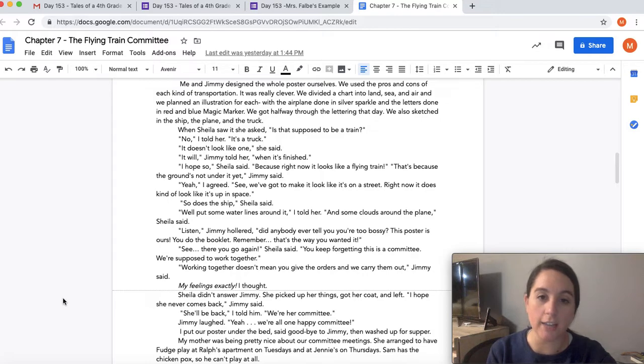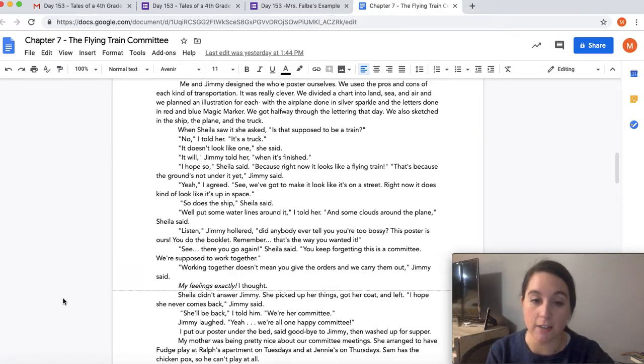When Sheila saw it, she asked us, Is that supposed to be a train? No, I told her, it's a truck. It doesn't look like one, she said. It will, Jimmy told her, when it's finished. I hope so, Sheila said, because right now it looks like a flying train. That's because the ground's not under it yet, Jimmy said. Yeah, I agreed. See, we've got to make it look like it's on a street. Right now, it does kind of look like it's up in space. So does the ship, Sheila said.